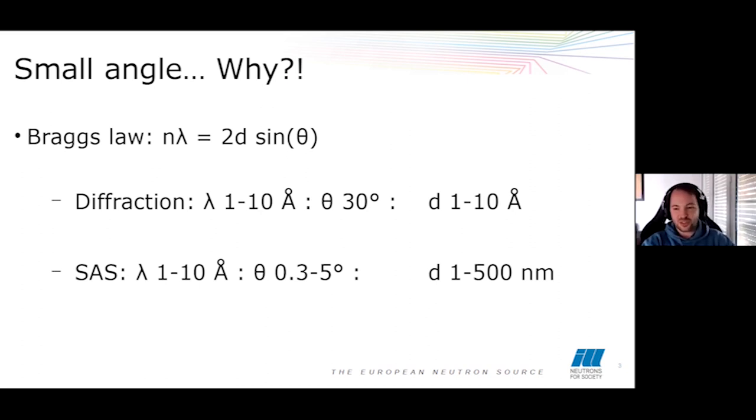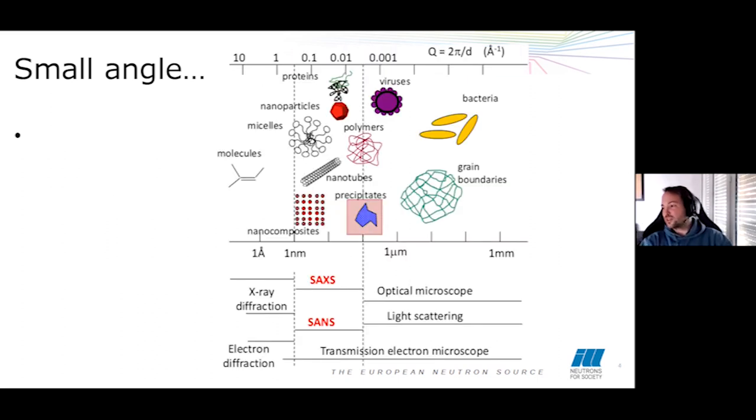Small angle is just because it's the angle at which we look for diffraction. The types of things we can see in small angle don't change whether we are in small angle X-ray or neutron. It's still about the same size that we look at. It's anything from nanoparticles, some micelles, to much larger things like polymers and proteins.